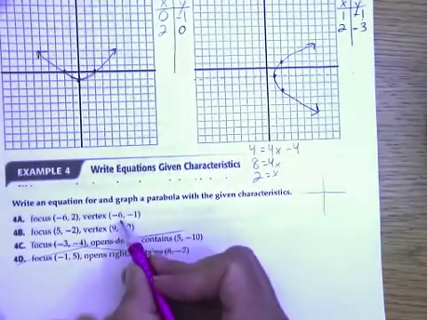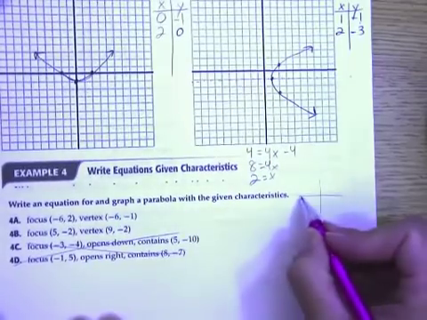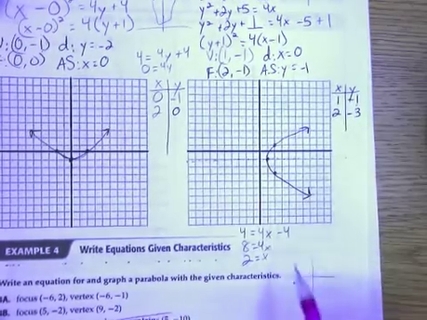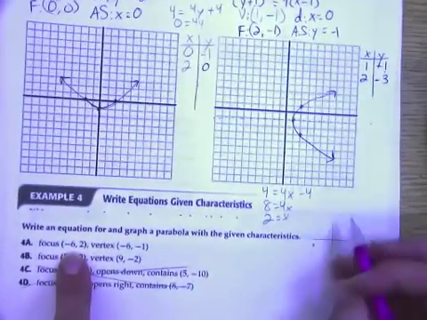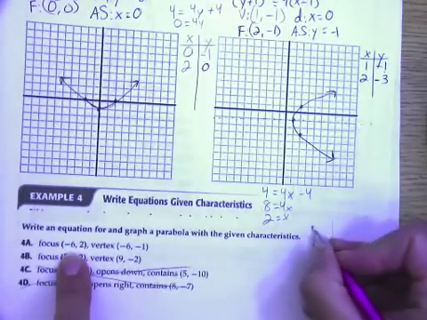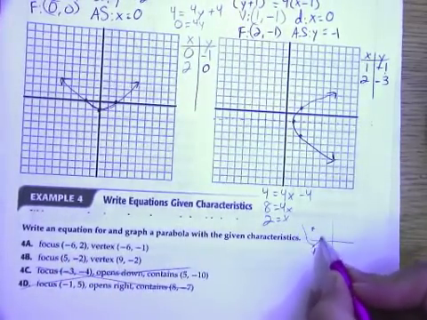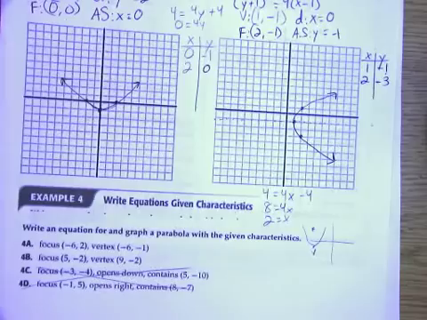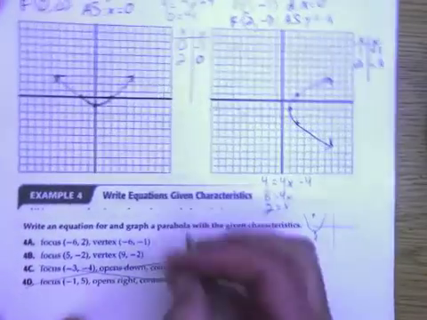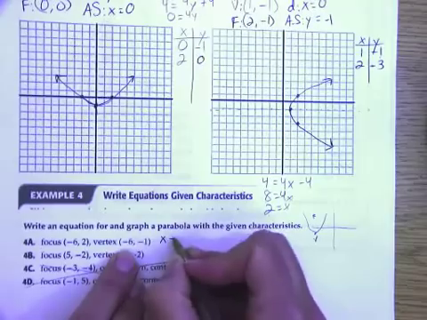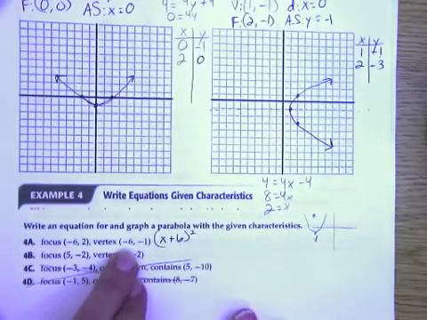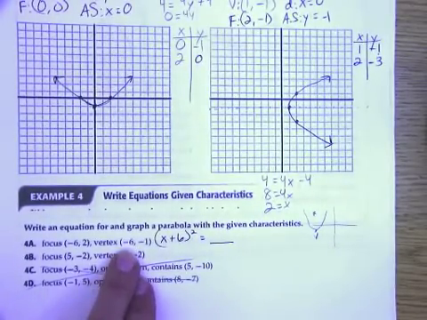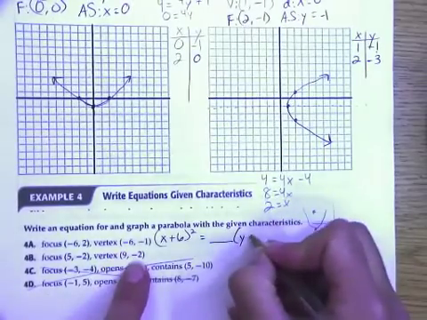Okay, so if I have this vertex at negative 6, negative 1, it would be here. If my focus is negative 6, negative 2, that would make my focus up here, which means this graph is opening up. So it's an x term that's being squared. And let's figure out the value of p later. Okay, so x plus 6 squared equals, I'm going to leave a blank here for 4p. We'll figure out what 4p is momentarily. Times y plus 1.